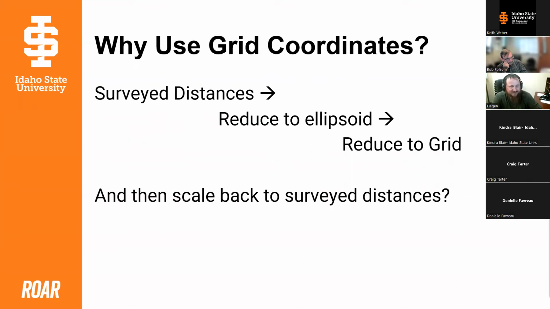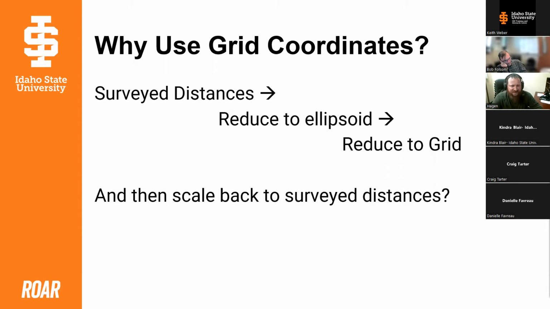Maybe the first question we need to ask ourselves is, why do we use grid coordinates at all? Why do this in the first place? It's a little strange if you think about it that we take surveyed distances, surveyed locations on the surface of the Earth. We reduce those to latitudes and longitudes on some reference ellipsoid, and then we reduce those down to grid and work with grid coordinates that then we have to scale back up to surveyed distances. It seems kind of strange that it's almost like we're working in a circle, coming down from the surveyed data to the grid and then trying to get back up to the surveyed data.